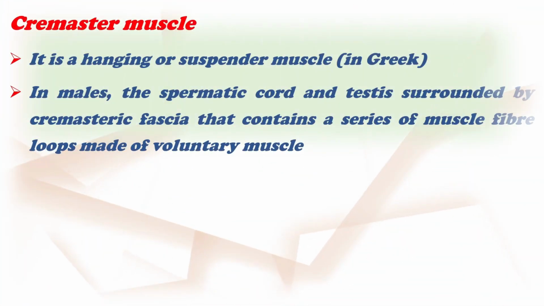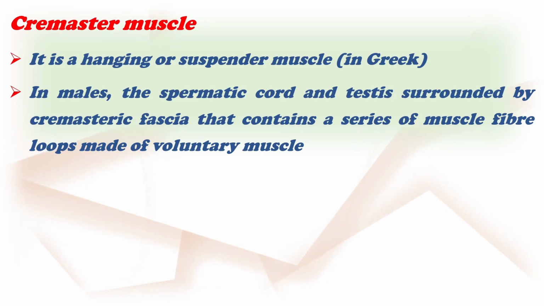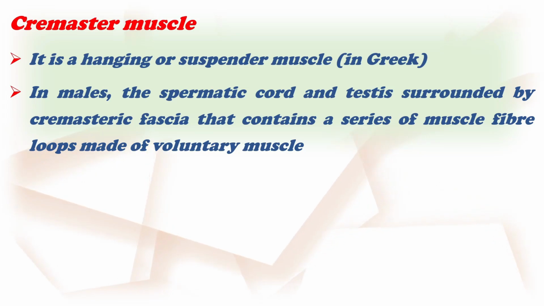What is cremaster muscle? According to Greek terminology, it is a hanging or suspender muscle. In males, the spermatic cord and testis, surrounded by cremasteric fascia, contain a series of muscle fiber loops made up of voluntary muscle. The cremaster muscle arises from two different sources, but its function is single.